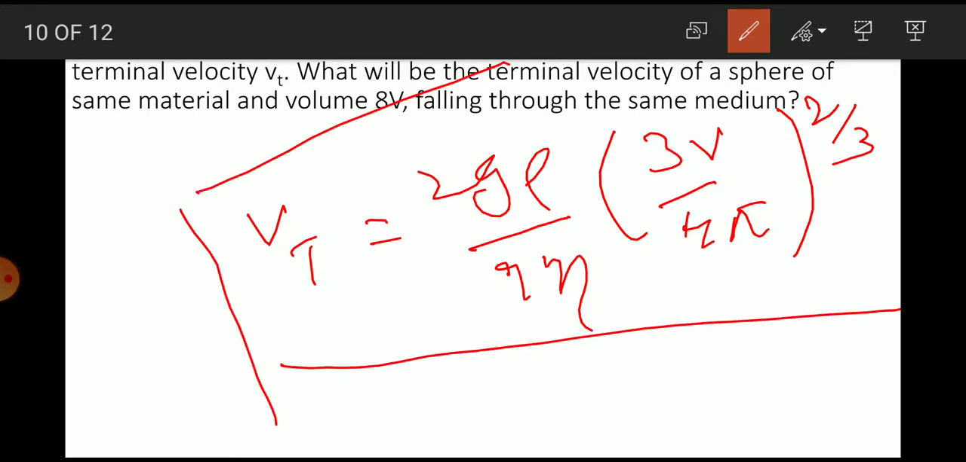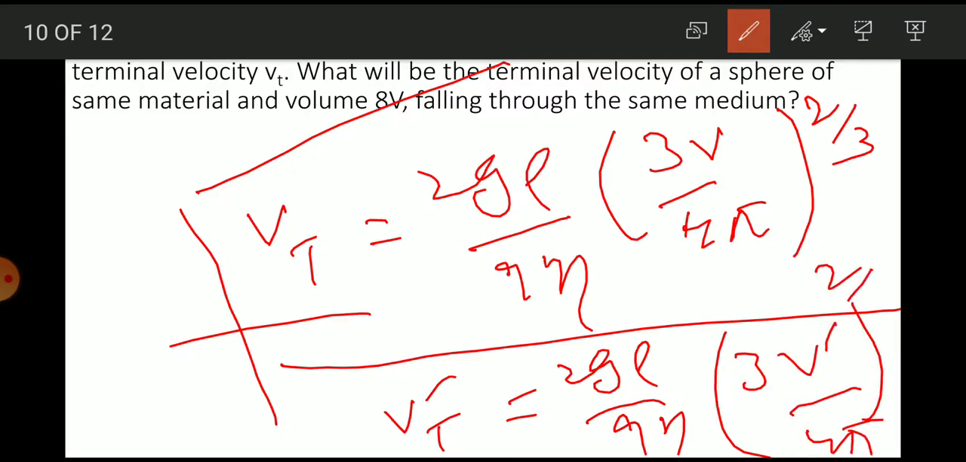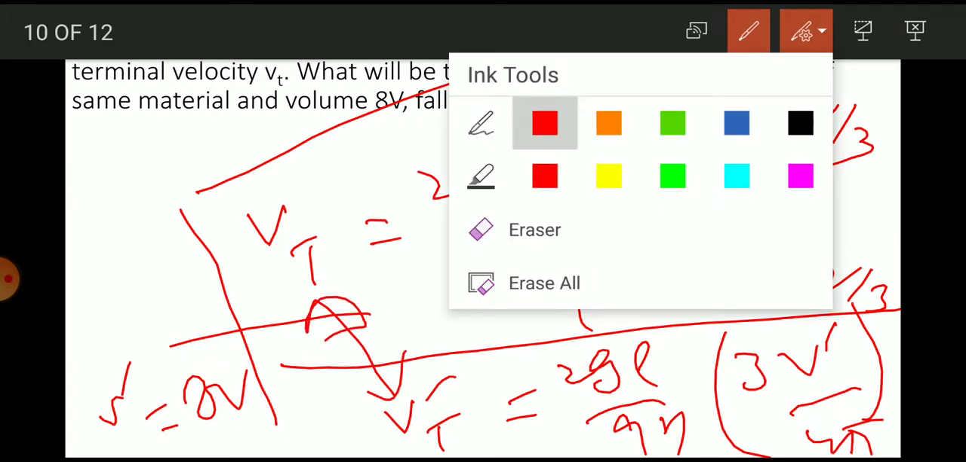This is before the change. When there is a change in volume, the terminal velocity changes. 2g rho and 9 eta will not change. 3V prime divided by 4 pi, whole power 2 by 3. In place of V prime, you will write 8V and relate it with this one. You will get the answer.